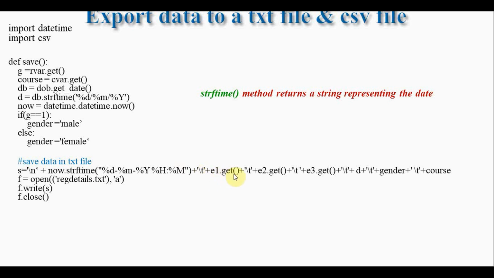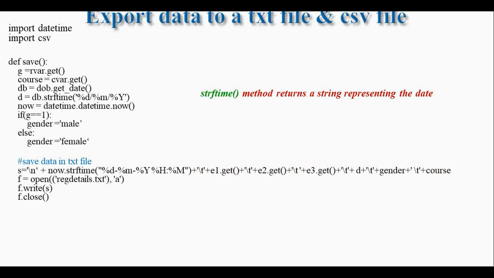We are getting the data from the name entry widget, then the email entry widget, and the last one is the contact entry widget. Then this d represents the date of birth, and then gender and the course. All details are collected and stored in the string.